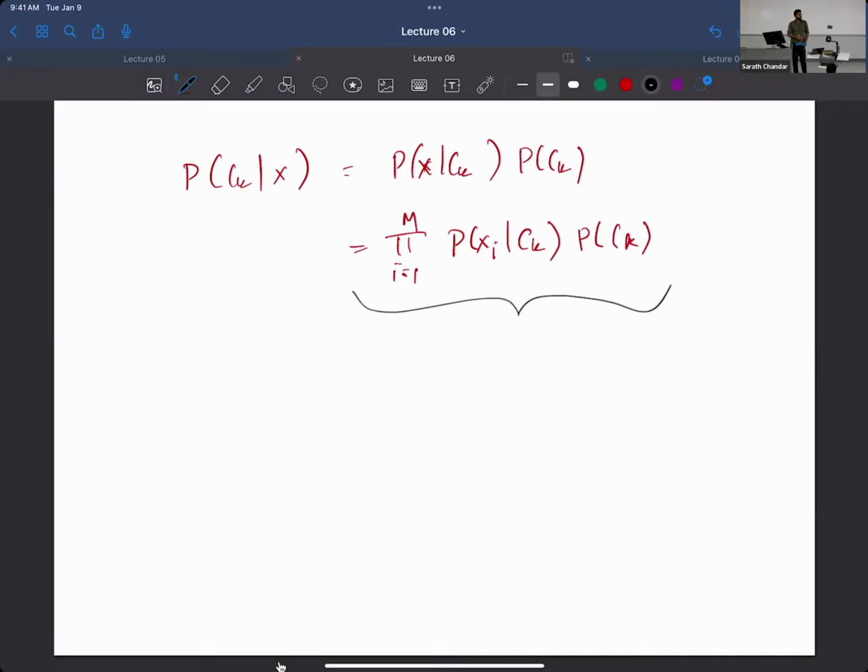Now, there is a problem in doing document classification this way. Can you think about what could go wrong? Like if I use the naive Bayes assumption plus Bayes rule, for binary features.